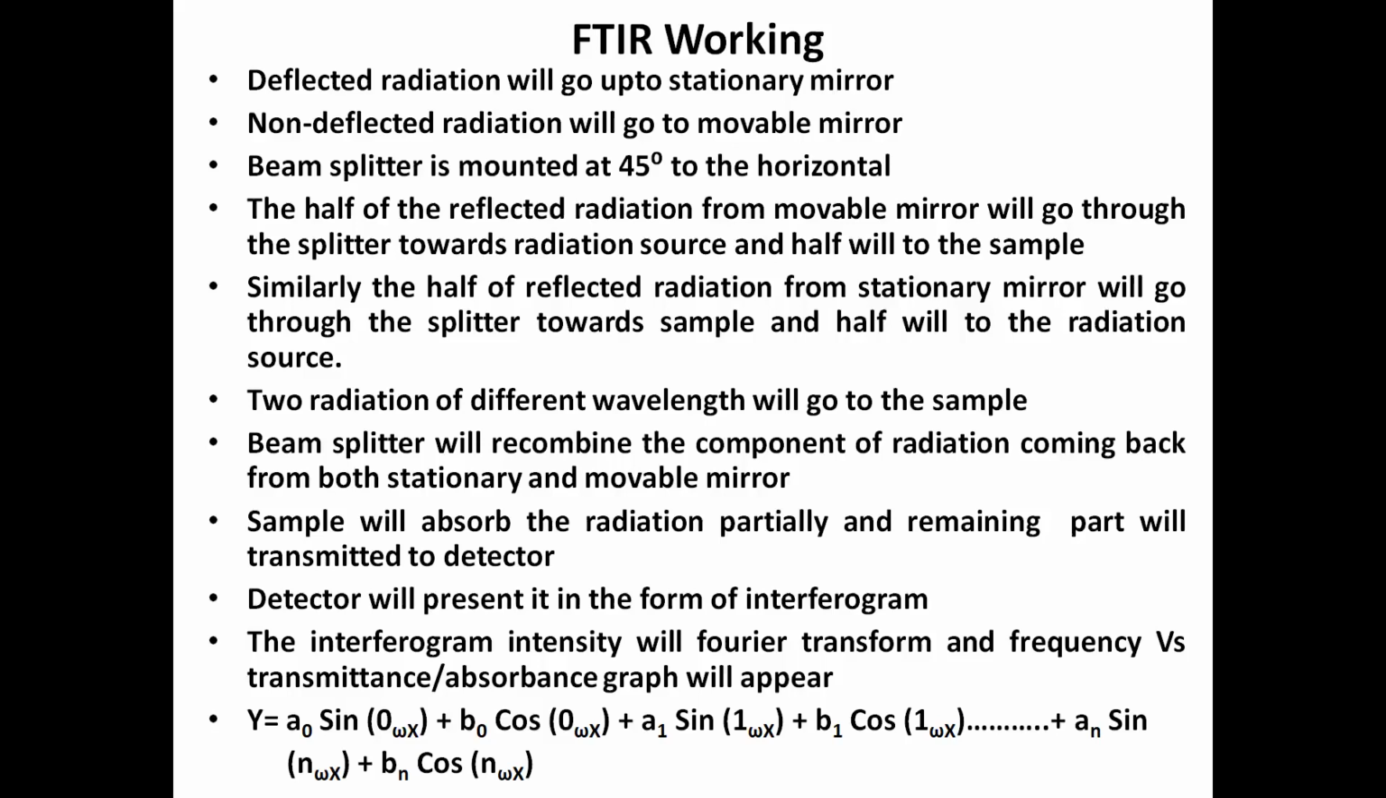Two radiations of different wavelength will go to the sample. The beam splitter will recombine the components of radiation coming back from both the stationary and movable mirrors. The sample will absorb the radiation partially, and the remaining part will be transmitted to the detector. And the detector will present it in the form of an interferogram.